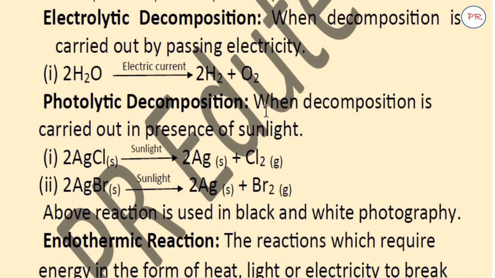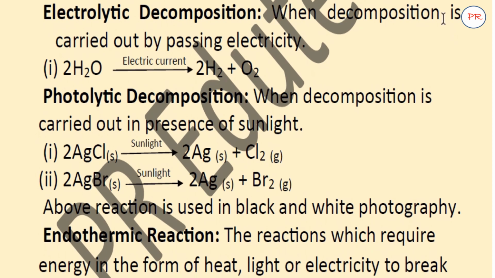Now electrolytic decomposition. When decomposition is carried out by passing electricity, we call it what? Electrolytic decomposition. Students, remember this properly. When decomposition is carried out by passing electricity, we call it electrolytic decomposition. For example, 2H2O gives you 2H2 plus O2. What did I write above the arrow? Electric current, which we also call electrolysis.